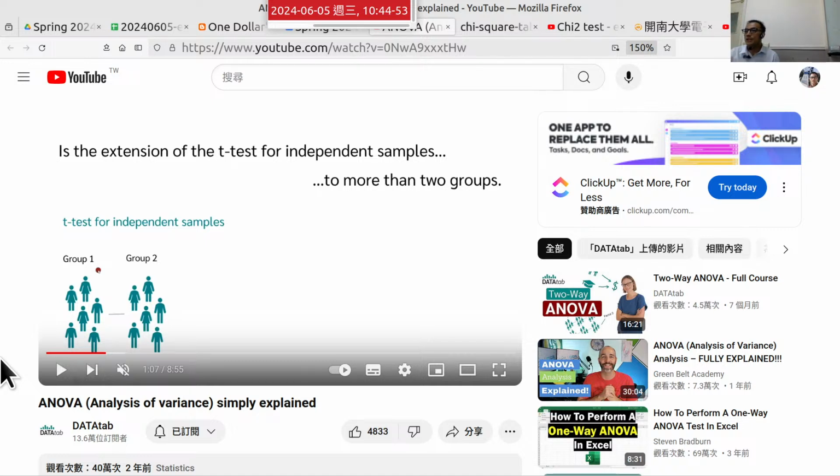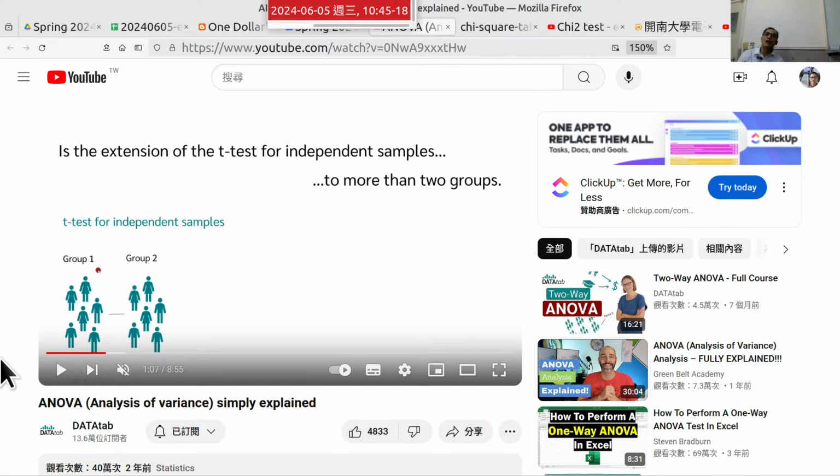It's an extension of the t-test. In previous days, I told you that there are three kinds of independence tests, so there are three types of t-test. One is a one-sample test to check whether the sample is from a bigger population. The second one is two-group comparison. The third one is the paired t-test.